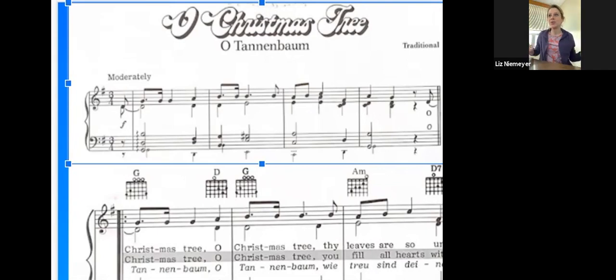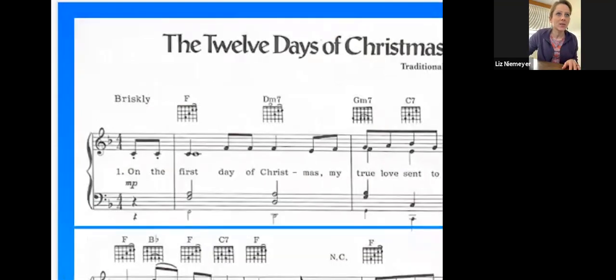You could also do On the First Day of Christmas. So again, another Christmas song, the 12 Days of Christmas. On the first day of Christmas, my true love. That first interval, I think it says C is what they usually use. There it is right there. C, C, C, F, F, F, C, D, E, F.